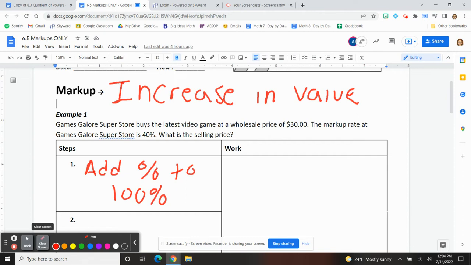So in our work section, number one, our first step, we have to add our percent from the problem to 100%. It says that the markup rate at Games Galore Superstore is 40%. So all we have to do is 40% plus 100%. The sum for this will then be 140%.